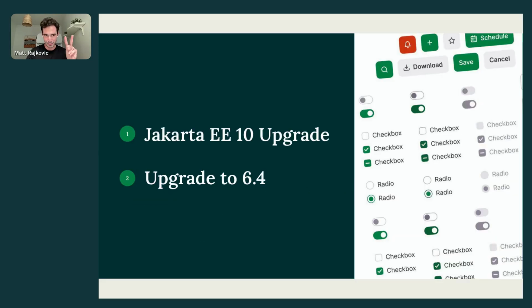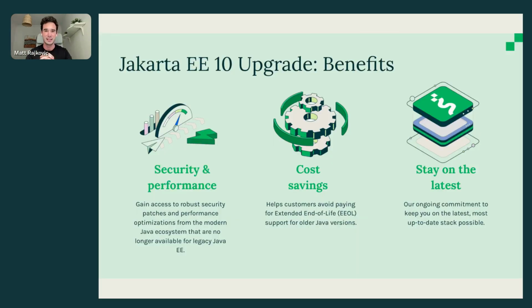In this section, we have two topics for you. So one is about the Jakarta EE upgrade, where we are going to just briefly talk about the benefits there. And the second one is going to be around how you can upgrade from the 6.2 or 6.3 version of Magnolia to Magnolia 6.4. So looking at Jakarta EE upgrade benefits, it's security and performance.